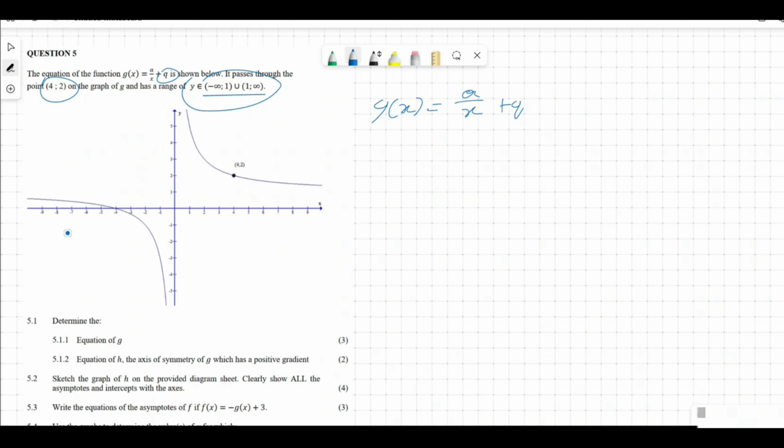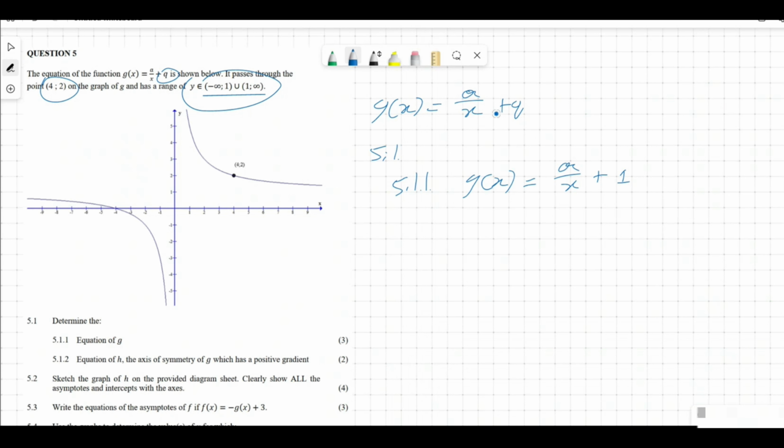Okay, so they're saying determine the equation. The question is determine the equation of g, 5.1.1. So we will write down the equation g of x equals a over x plus what? What is the value of q? We already know from this statement that the value of q is 1. Is that okay?